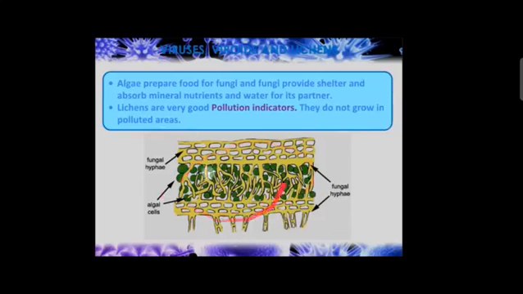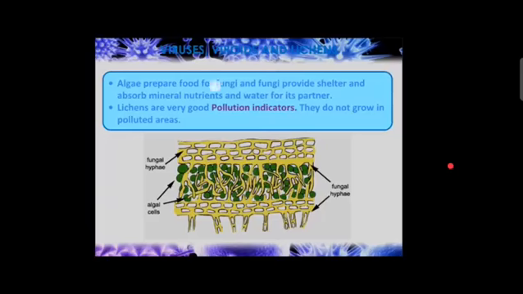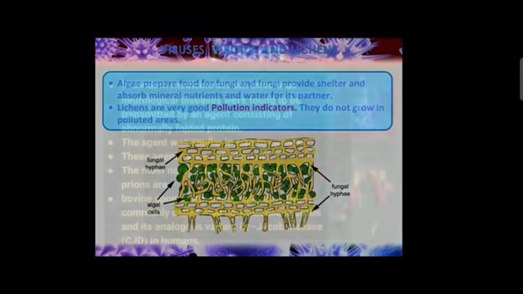Clear? So this is about the lichen. It is an important one. Lichen is the association between algae and fungi. The algal component is called phycobiont. The fungal component is called mycobiont. Algae prepare the food, and fungi provide shelter and absorb some mineral nutrients and water for the partner. Clear? And the lichens are very good pollution indicators. They do not grow in the polluted areas. If lichens are present in a particular area, then that area is pollution free. It indicates that. Clear? So this is about the viruses, viroids, and the lichens.